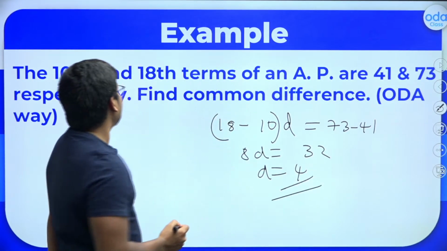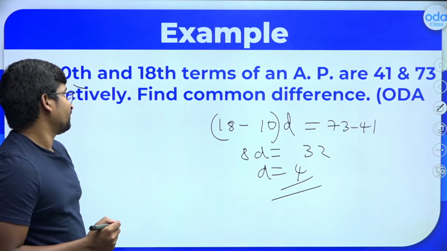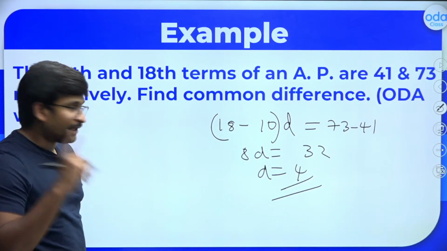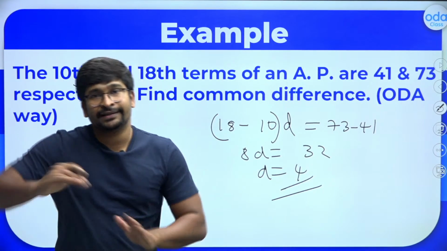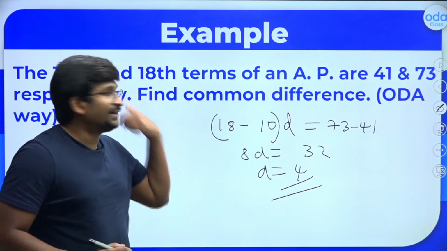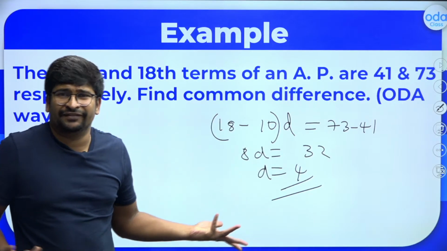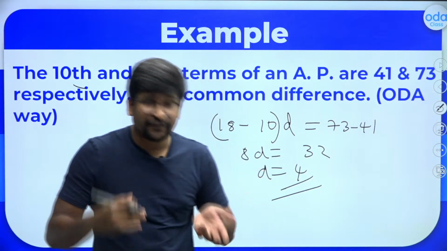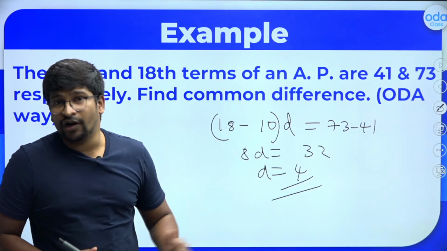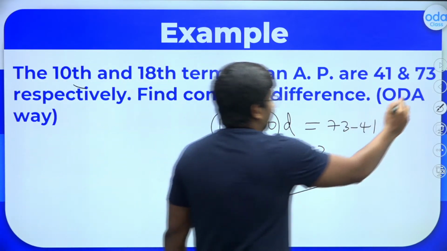This is the easiest method to do it, my dear friends. Is it clear? So what I did: subtract the term numbers, multiply by d, that is equal to the subtraction of the terms. Then you find the value of d. Very simple, right? This is how you do it in a smarter way. You are eliminating a lot of clerical work involved in this question in this method. All right?